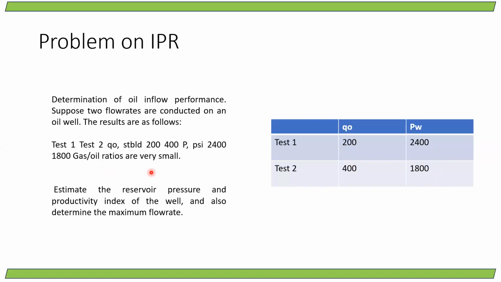When there is no GOR, when there is no gas to oil saturation, IPR will become linear. If gas to oil ratio is more, IPR cannot be linear. It will start to bend down, so that will start to have a curvature. So estimate the reservoir pressure and productivity index of a well and also determine the maximum flow rate. So that we are going to do with some more adjustments.